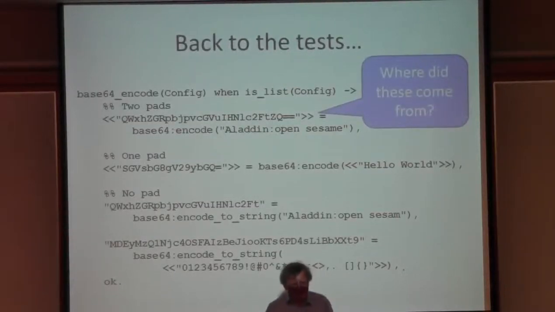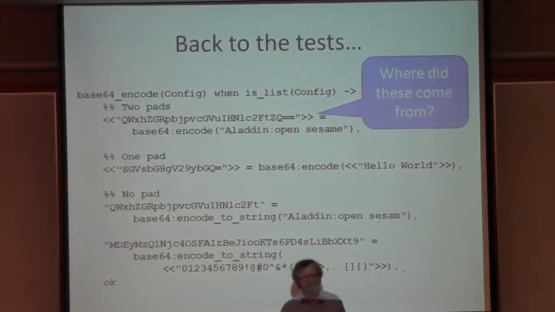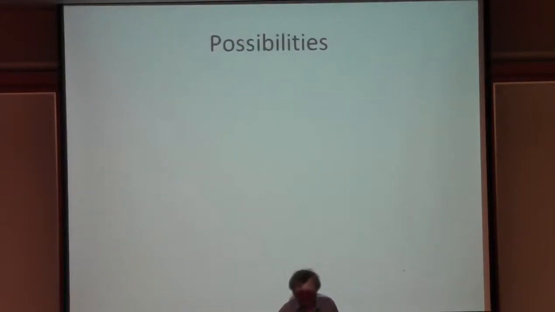But if we go back to the tests, we can ask ourselves, where did these expected results come from? In order to write this test case, you have to come up with those. So here are three possibilities. First one, someone applied the base64 encoding algorithm by hand to those strings and figured out what the encoding should be. Who believes that's what happened? Okay, I think you're probably right.